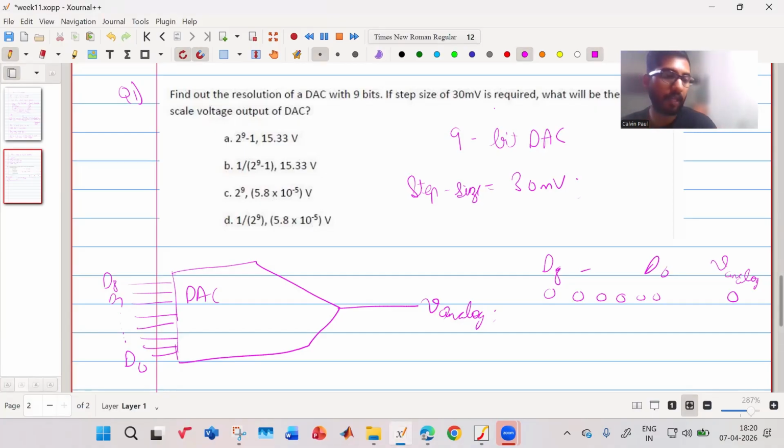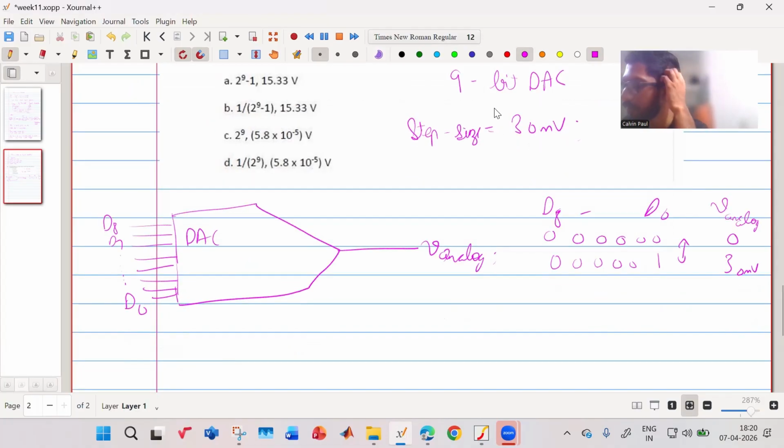Okay. Now, if it is 0, 0, 0, 0, 0, and this D0 is 1, then what will be V analog? 30 millivolt. Correct. 30 millivolt, right? So this is your step size. Okay. So what is the maximum value which the DAC can go to?